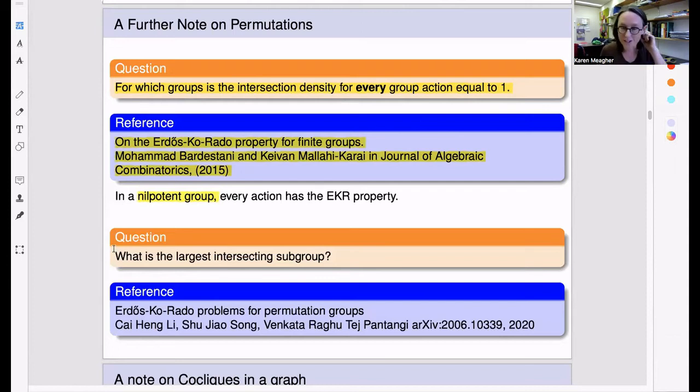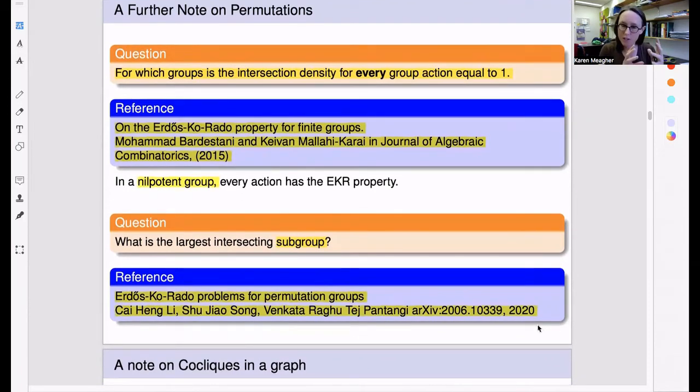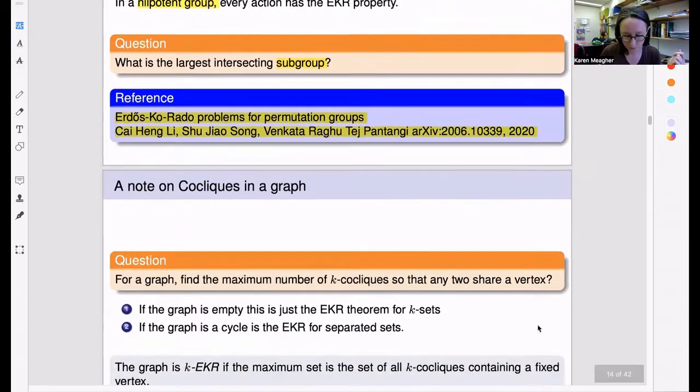And another direction you could go, if this is not enough different directions, is that sometimes looking for the largest intersecting set can be tricky. You can narrow it down and just ask for subgroups. Instead of looking for intersecting sets, you're going to ask for intersecting subgroups. And I think that problem becomes a lot easier because the group gives you a lot to work with. And this paper here is recent and looked at that as well. Okay, so that's the permutation question in a nutshell, but there's a ton of interesting stuff here.